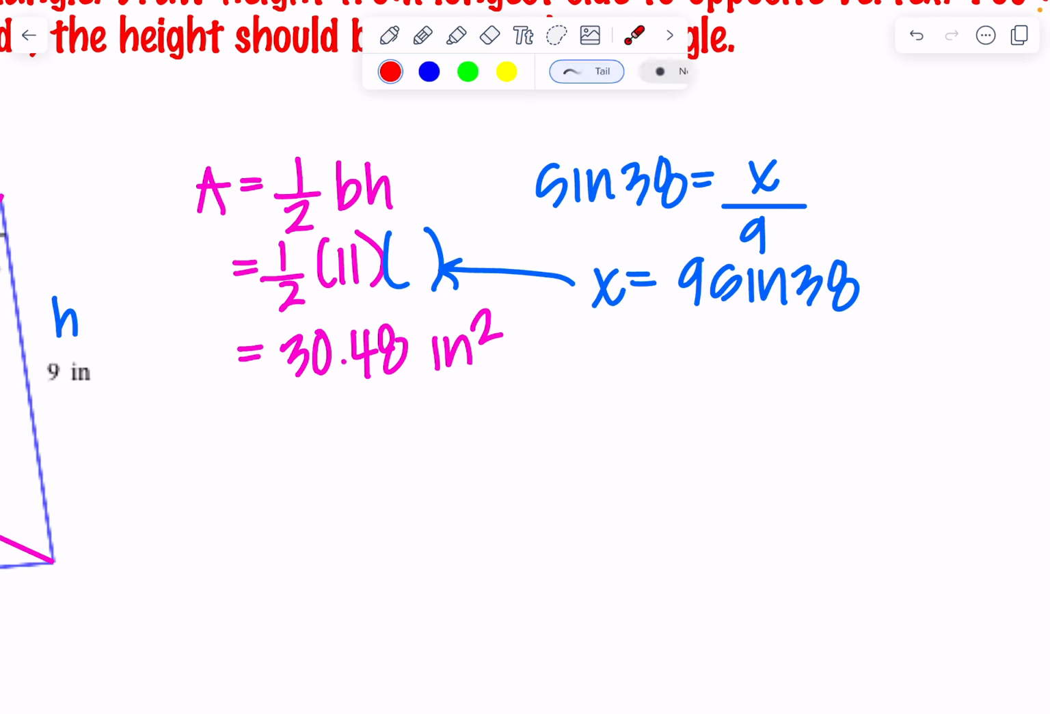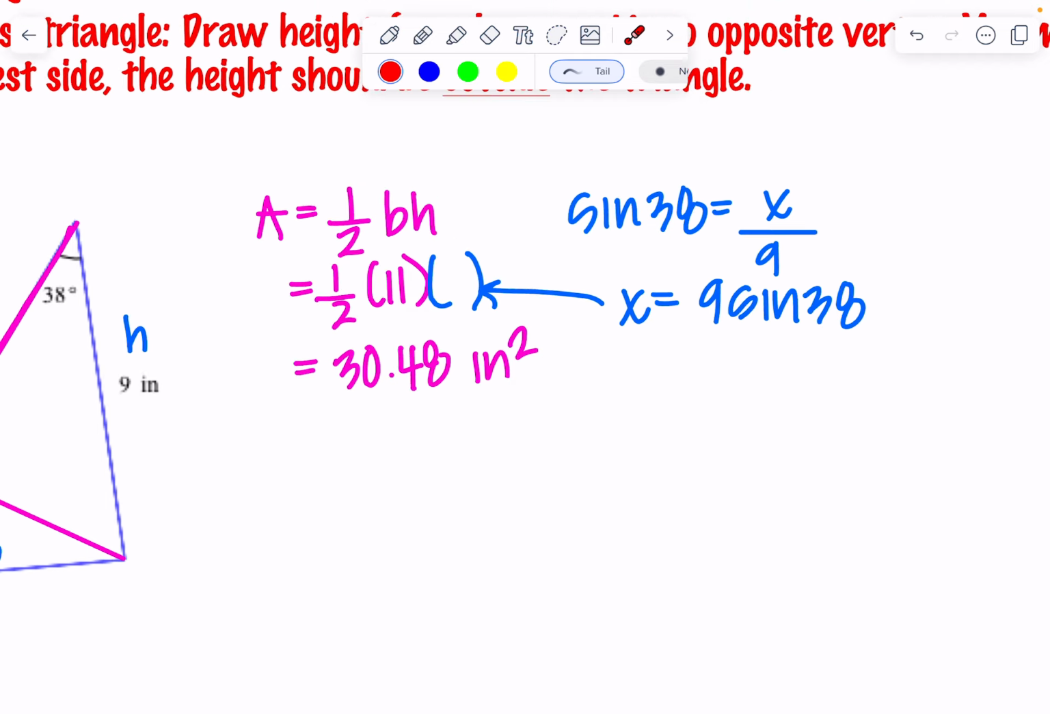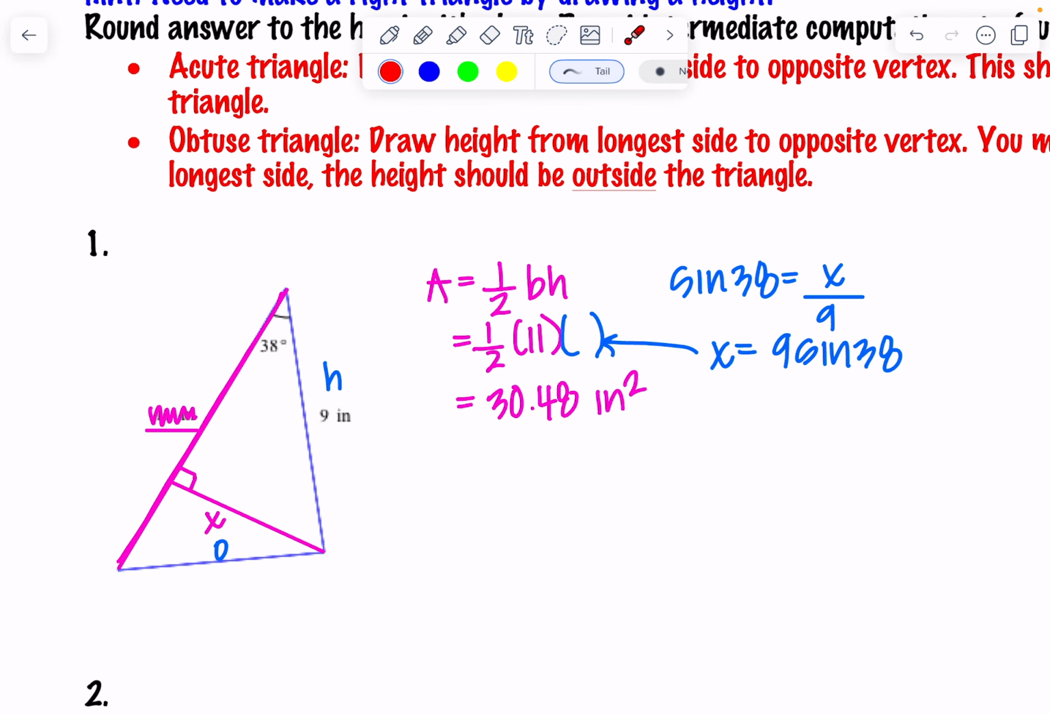Because again, it would really suck if you have all of this correct, but you just don't know how to use a calculator correctly on your quiz and your test. And unfortunately, you will get marked off on that. All right, so that's for acute triangles. Acute triangles draw the height on the inside.